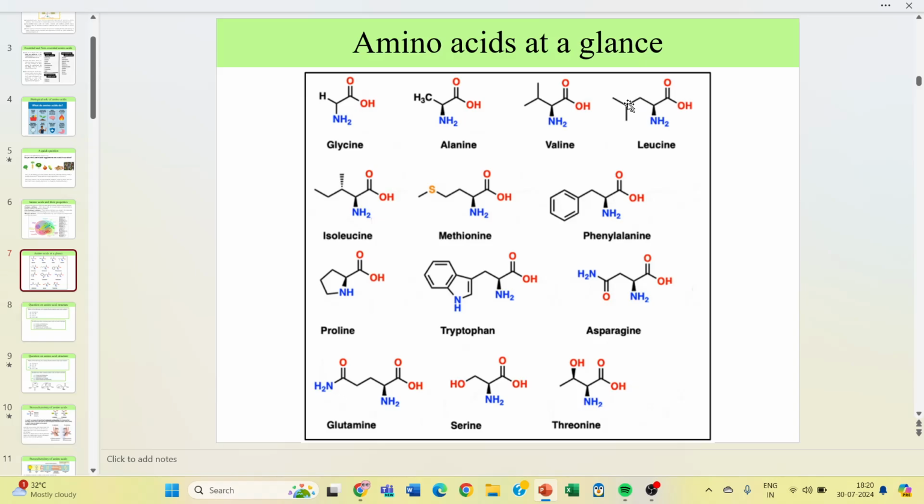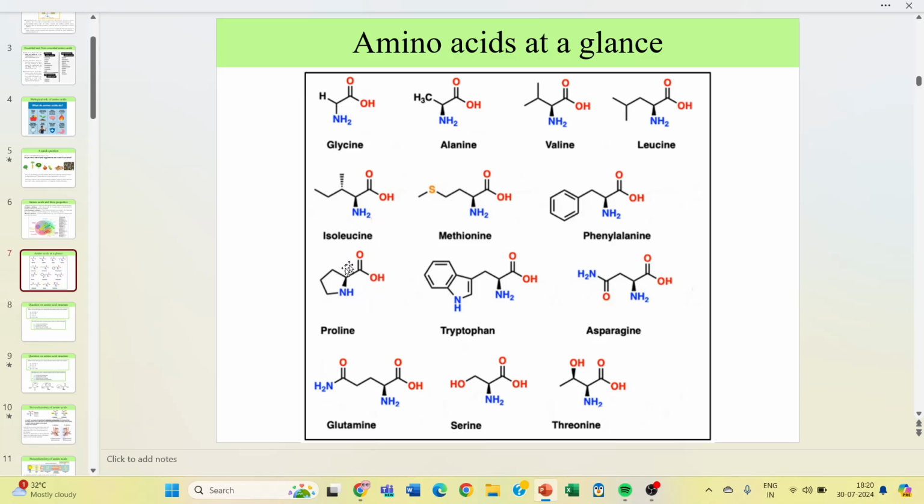Then you just increase one methyl group here, CH2 group. You just increase one and you get leucine. Similarly, you get isoleucine, and methionine has this sulfur in it, right? Then there is phenylalanine. So phenylalanine is having alanine with a benzene ring attached to it. That makes it phenylalanine. Now this is an aromatic amino acid. Why? Because this is having this conjugate double bond structure, and so this is an aromatic amino acid.